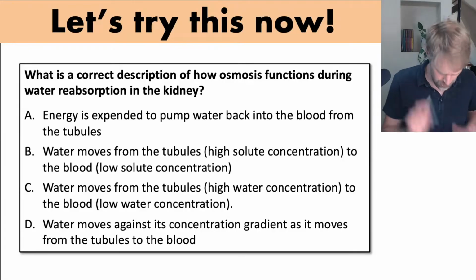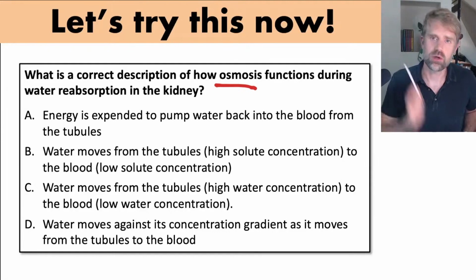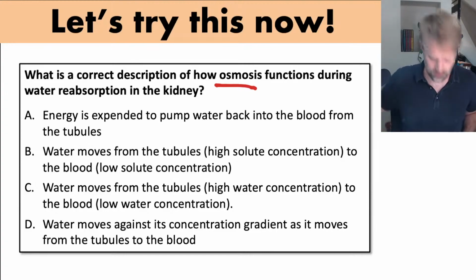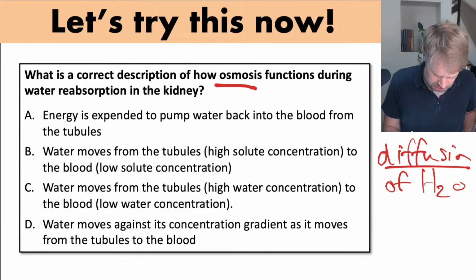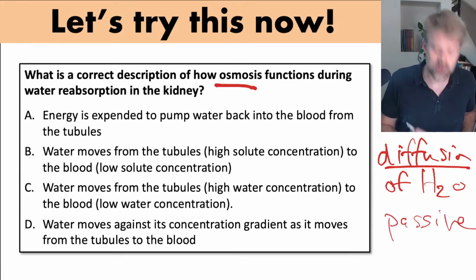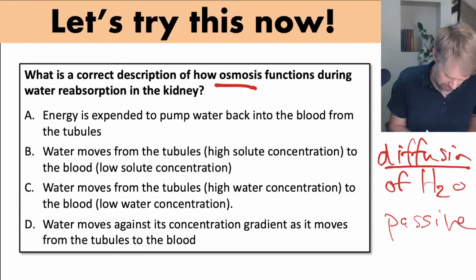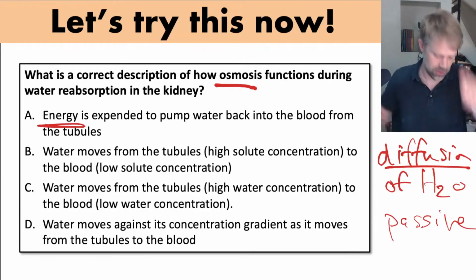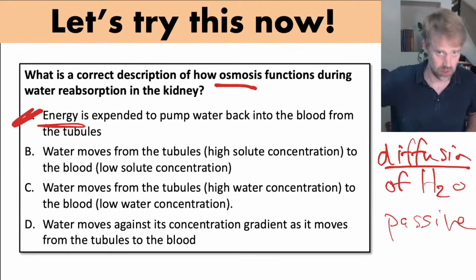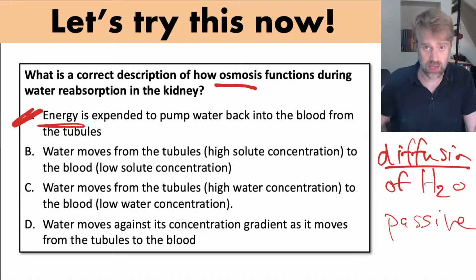Okay, no. We know this is wrong because we're talking about osmosis. Osmosis is a type of diffusion. Osmosis is diffusion of water. Diffusion is passive. Diffusion happens on its own. So energy, no. If osmosis is happening, you do not need energy for it. Cross it off. Energy, no. Diffusion happens on its own. Osmosis happens on its own.